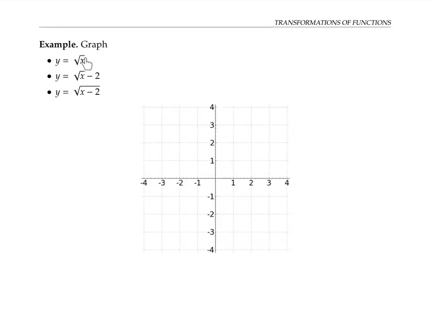Let's graph the square root of x and two transformations of this function. Y equals the square root of x goes through the points 0, 0, 1, 1, and 4, 2, since the square root of 4 is 2, and looks something like this. In order to graph y equals the square root of x minus 2, notice that the minus 2 is on the outside of the function. That means we're going to take the square root of x first and then subtract 2.